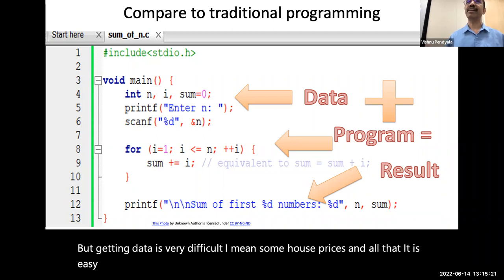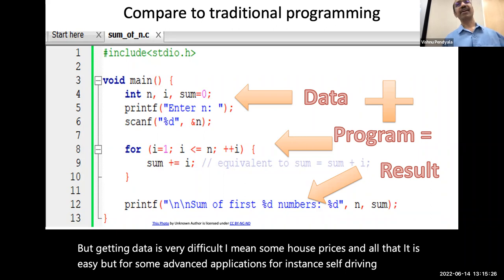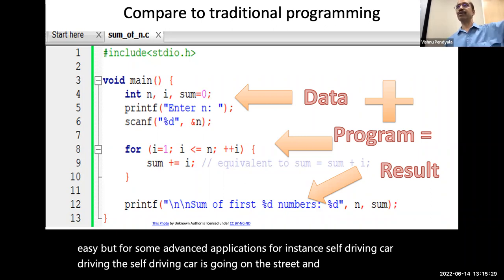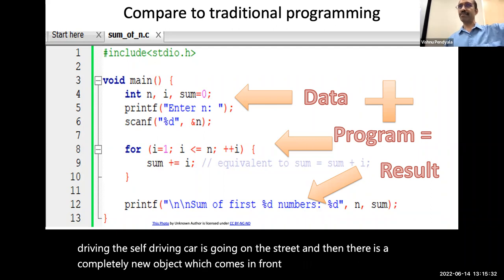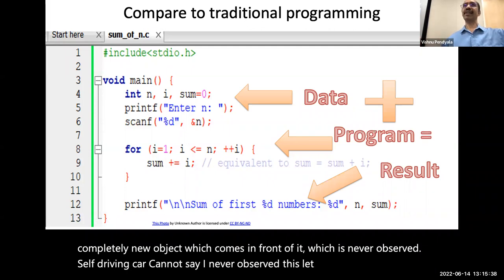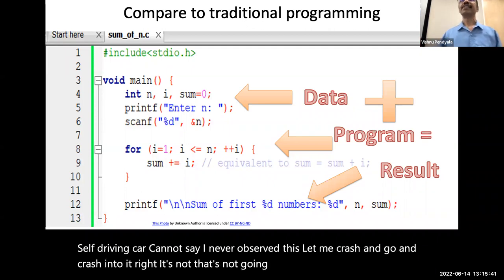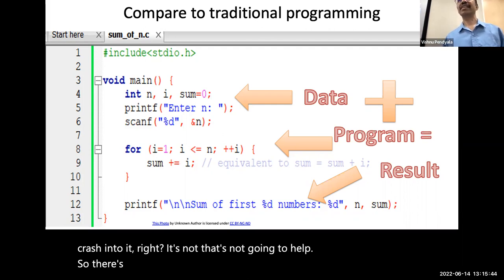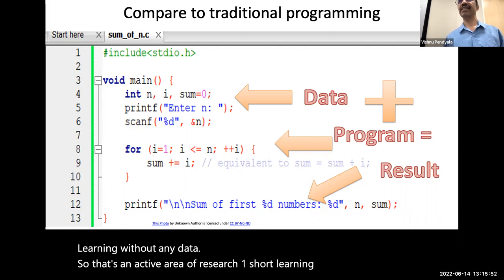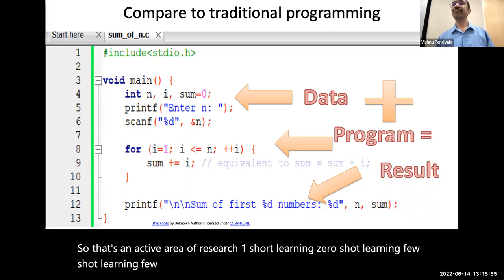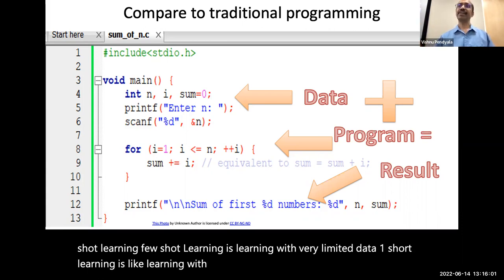But for some advanced applications, for instance a self-driving car, the car is going on the street, and then a completely new object, which has never been observed, comes in front of it. The self-driving car cannot say, "Oh, I never observed this, let me crash into it." That's not going to help. So there's something called zero-shot learning, without any data. That's an active area of research: one-shot learning, zero-shot learning, few-shot learning. Few-shot learning is learning with very limited data. One-shot learning is learning with just one data item.